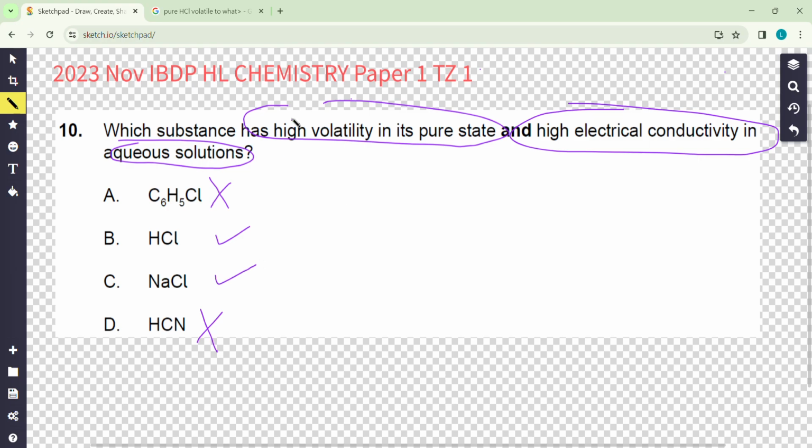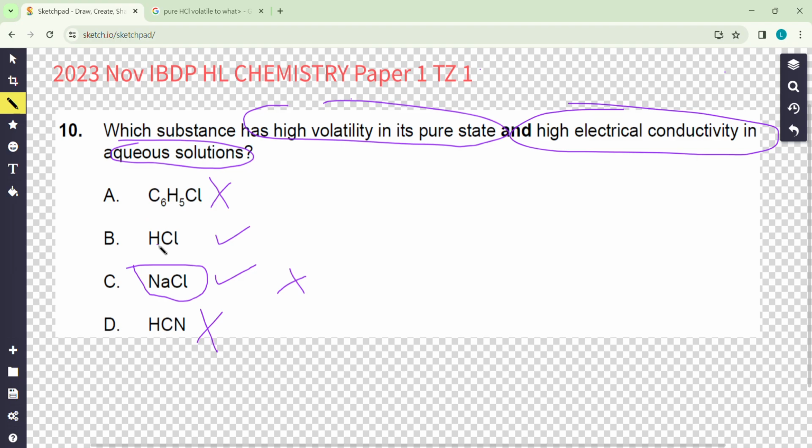How about high volatility in the pure state? For sodium chloride, the particles are connected by ionic bonds, so even in the pure state, they have a high boiling point and low evaporation rate, so they are not volatile. But hydrochloric acid doesn't have hydrogen bonding.